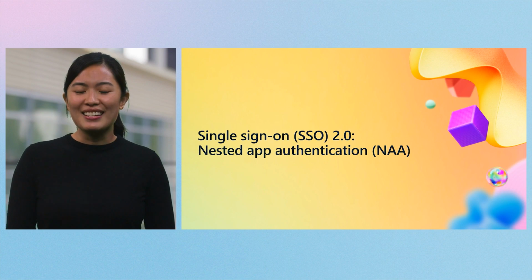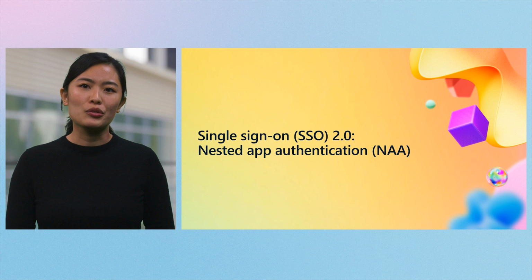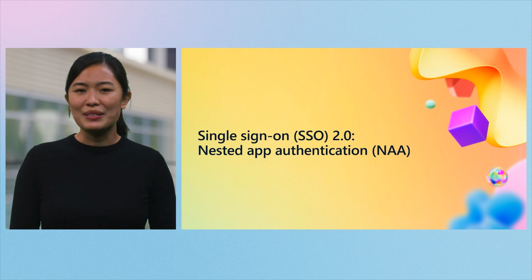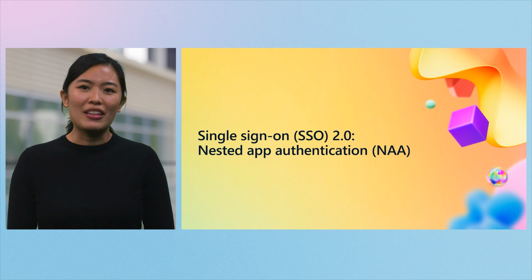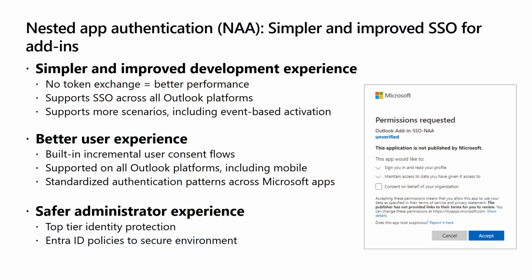Switching gears, we heard your feedback on both the benefits and challenges you experienced when implementing single sign-on, or SSO, with Entra ID tokens in your Outlook add-ins. We're excited to share that we've taken the best parts of the SSO solution you know and resolved the issues that kept some developers from adopting SSO in the past. Introducing Nested App Authentication, or NAA for short. With NAA, you can enjoy a simpler and improved development experience. Your add-in will no longer require token exchanges, meaning lower latency for your users and simpler development for you.